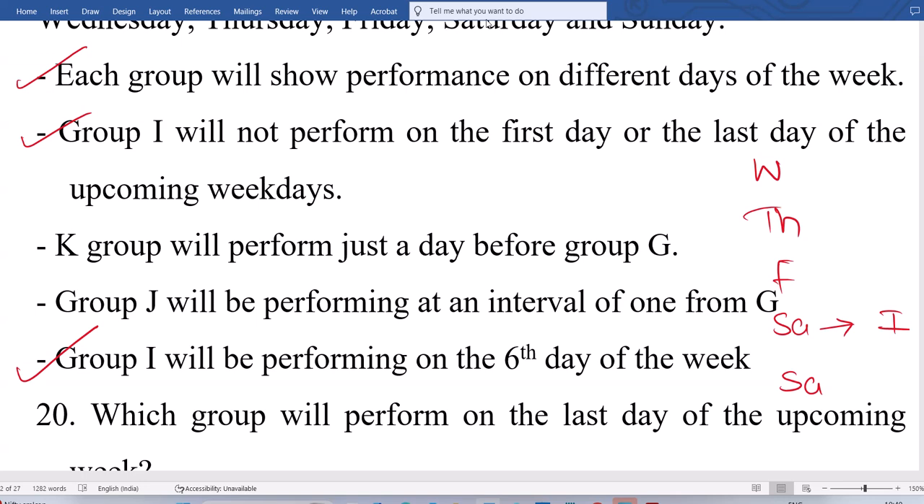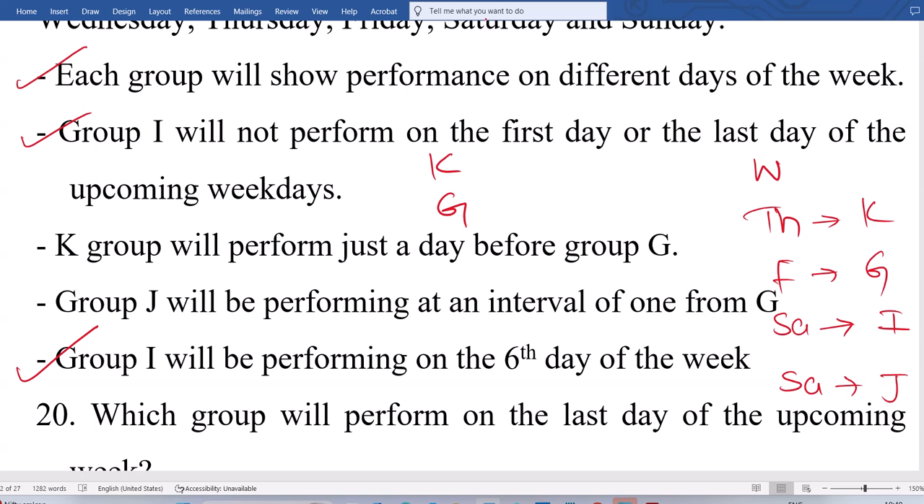I is already fixed, so the second, last and first information are wasted. Now K will be performed just a day before, so K is immediately before G. Then they said J will be performing at an interval of 1 from G. One gap is required, so J can fit at the last, after G and K. The last leftover is H.